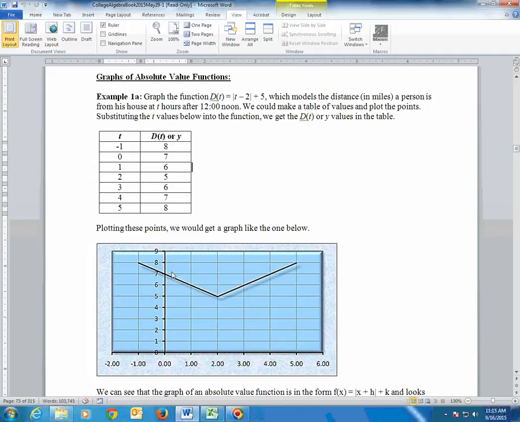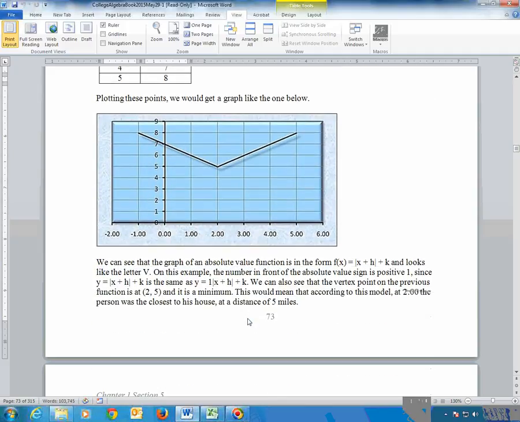You know that the V is opening up because the leading coefficient, the number in front of the absolute value right here, is assumed to be a 1, which is positive, which means it opens up. So these are very similar to parabolas, a different shape, but the same way of getting vertex points and knowing whether it opens up or down. Okay.